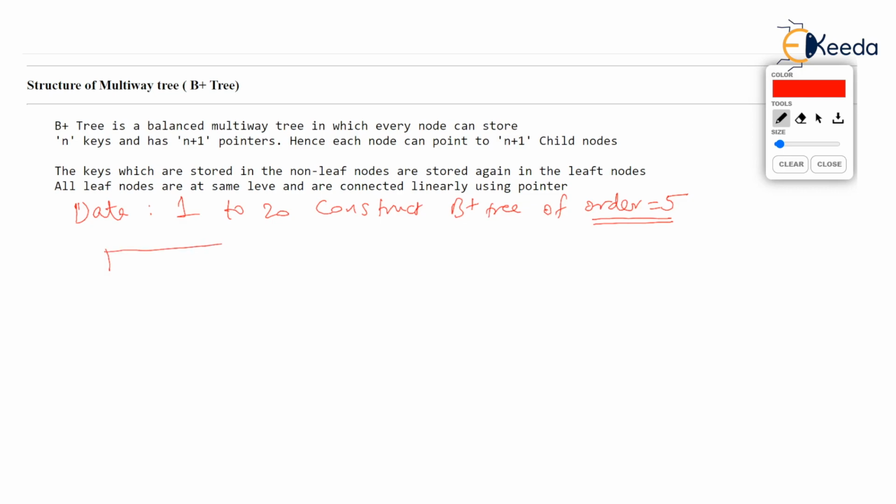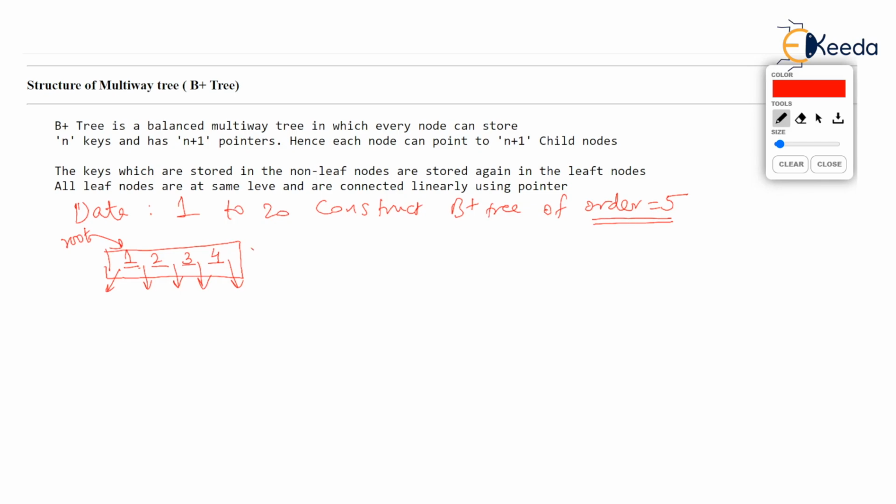First thing first, create a node which has capacity of 4 keys and 5 pointers. Obviously, because order is 5, every node will have 5 pointers. This is the root, the topmost node. Store the first few keys in this in sorted order. Now take the next value 5. But 5 cannot go in this node. This is full. The node has capacity of only 4 keys.